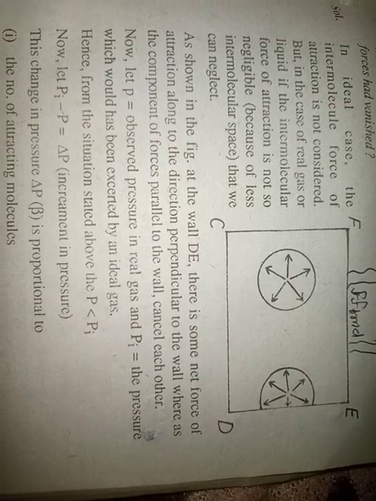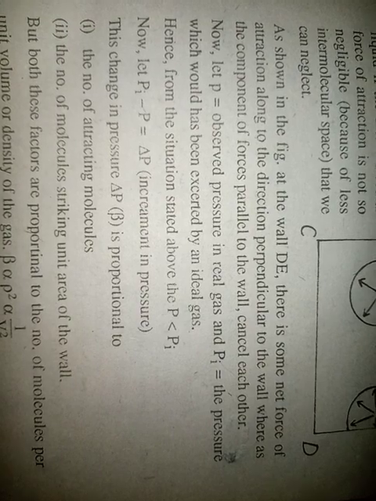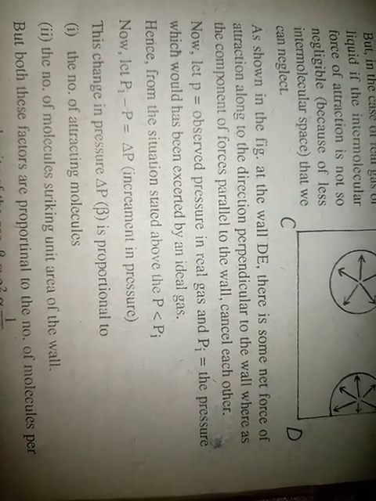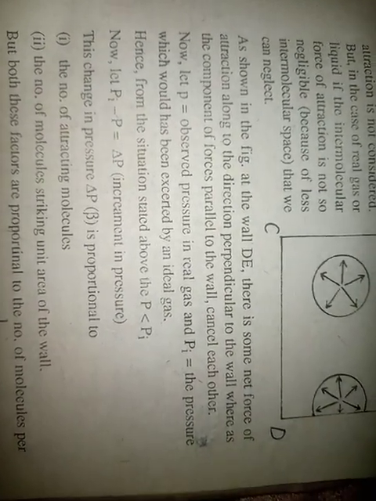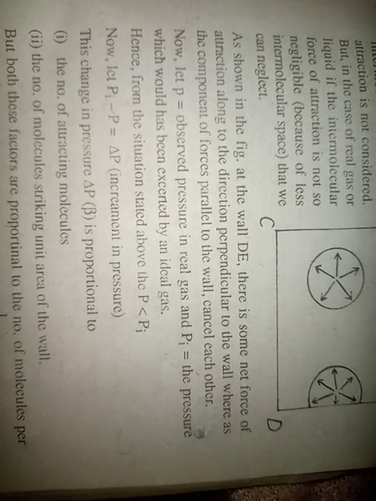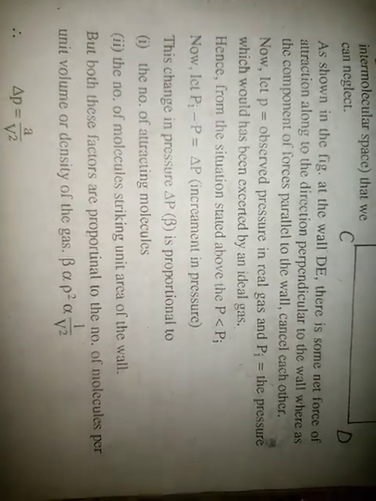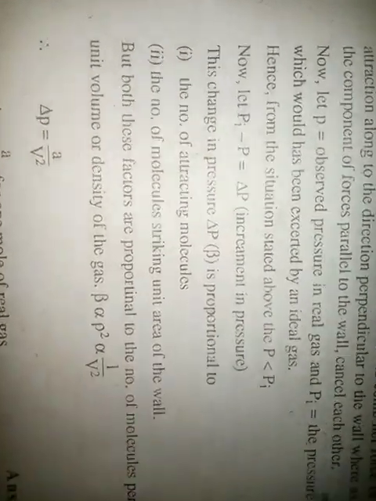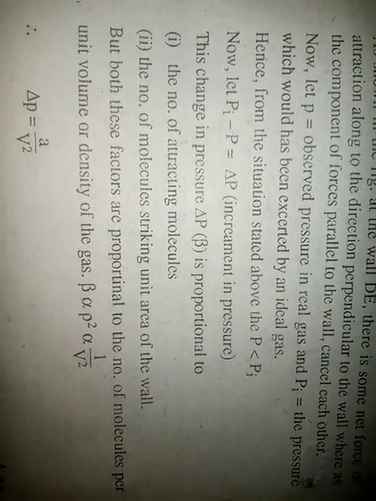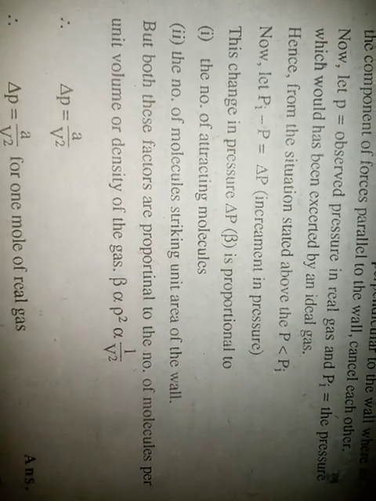Now let P equal the observed pressure in a real gas and Pi equal the pressure which would have been exerted by an ideal gas. Hence, from the situation stated above, P is less than Pi. Now let Pi minus P equal ΔP, the increment in pressure. This change in pressure ΔP is proportional, first, to the number of attracting molecules, and second, to the number of molecules striking unit area of the wall.